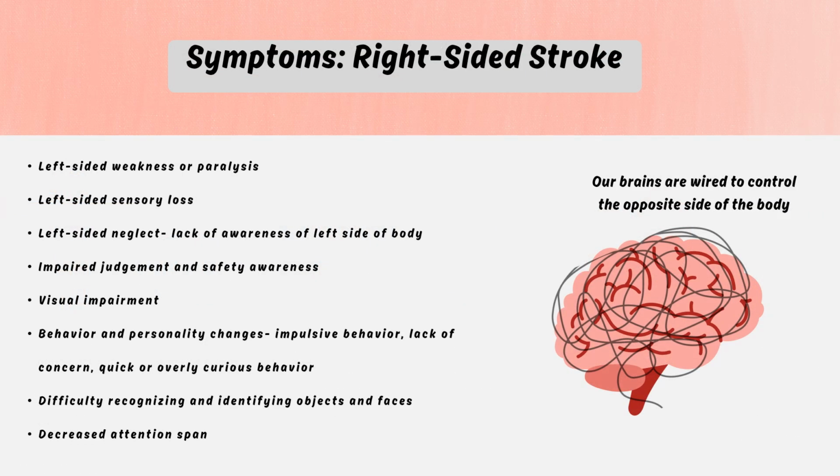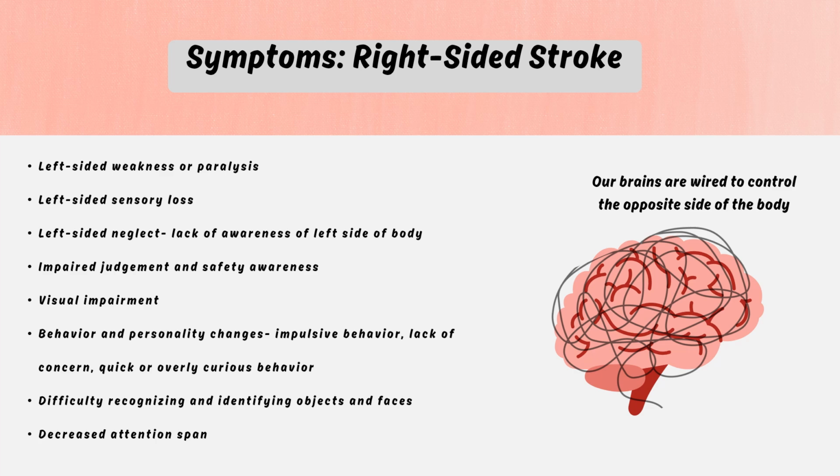I will now be discussing the specific symptoms associated with strokes affecting the right side of the brain. I want to preface that our brain is wired to control the opposite side of our body, hence why a right-sided stroke impacts the left side of the body. Every stroke is different and may impact individuals differently due to a variety of reasons, and you may have experienced different symptoms than these provided.